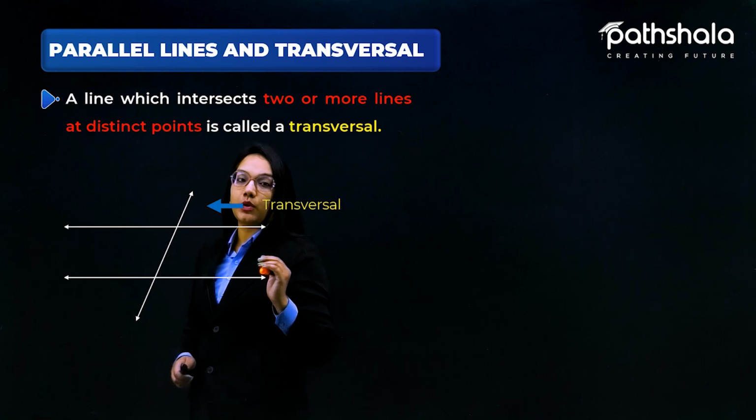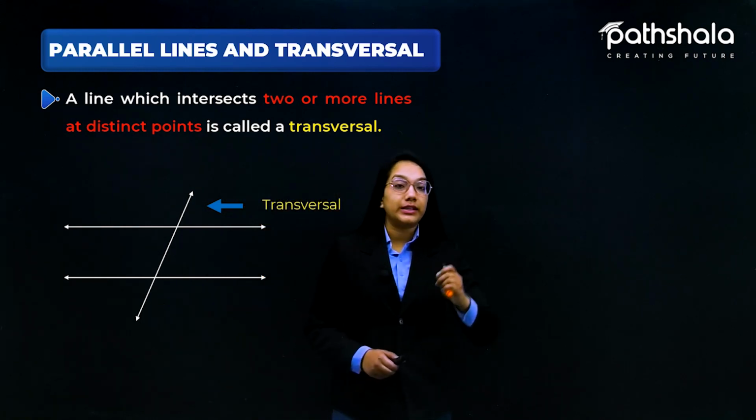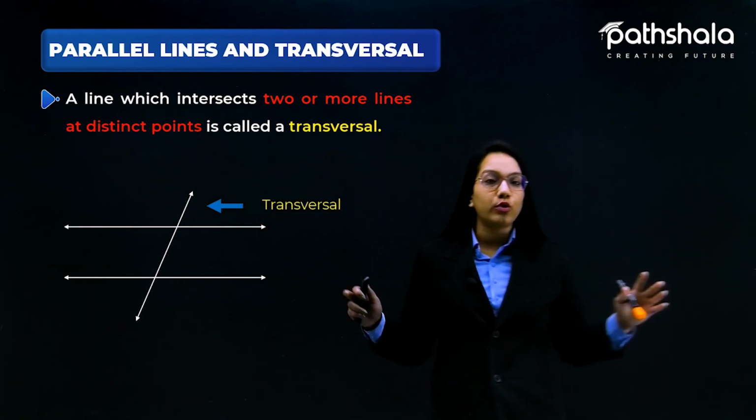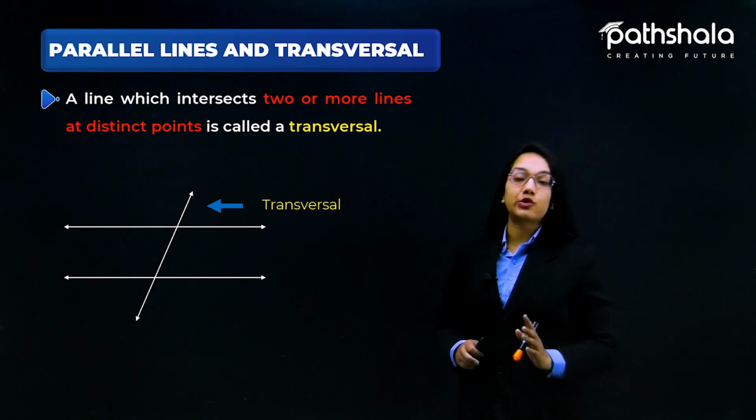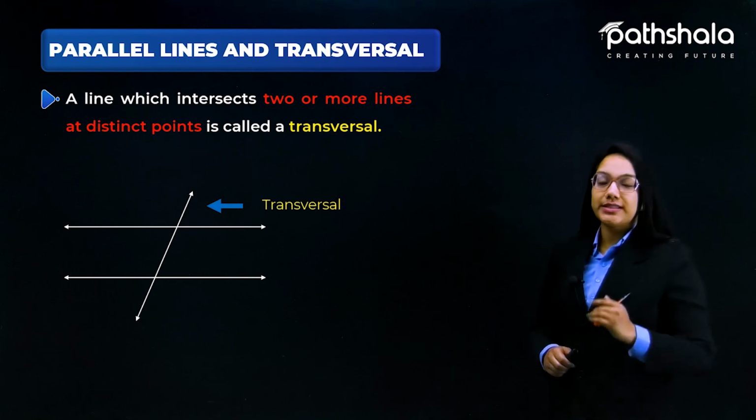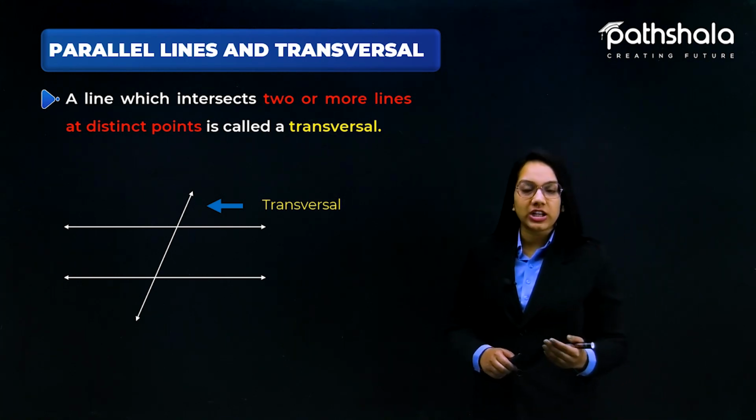So hence these are called parallel lines, in which the distance between the two lines remains the same throughout. Those lines are called parallel lines. So this is all about the transversal line and parallel lines.